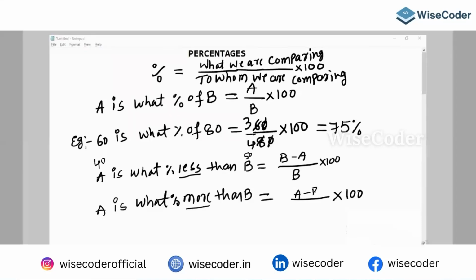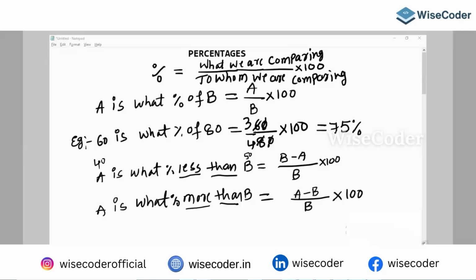So A minus B will come in the numerator. What will come in the denominator? 90% of people write the wrong answer. They'll write A here, but what will come? B. Always remember, after "than", whatever comes will come in the denominator blindly, because we are comparing with B. So that's why, A is what percent more than B: A minus B by B into 100.